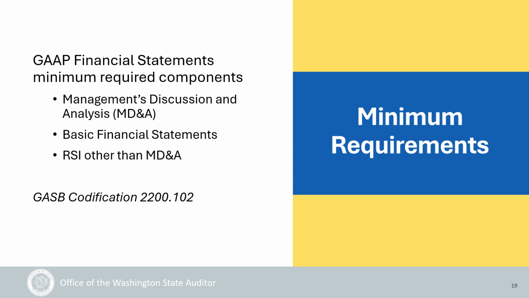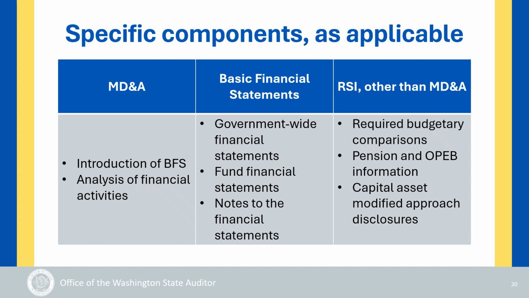The section called Management's Discussion and Analysis, which is known as the MD&A, the Basic Financial Statements, and RSI, the required supplementary information other than MD&A. The information on these sections can be found in the GASB Codification 2200, paragraph 102. If you're looking at the codification, you will see a list of what is required in these specific sections.